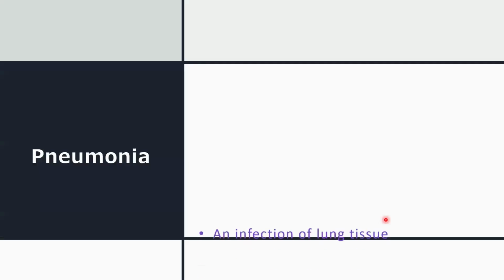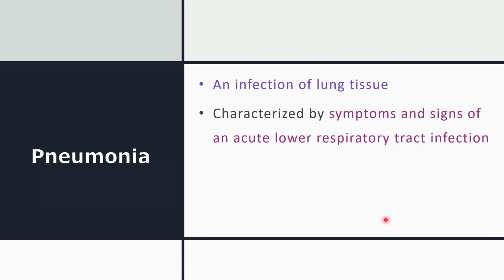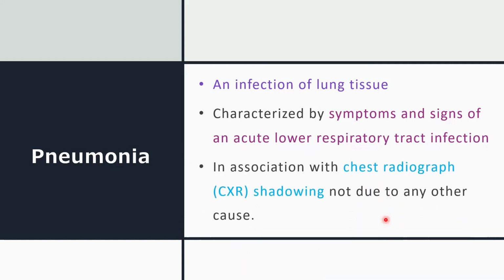What is pneumonia? Pneumonia, as we all know, is an infection of the lung tissue. It is characterized by symptoms and signs of an acute lower respiratory tract infection, like we saw in our scenario as well, in association with chest radiograph shadowing, not due to any other cause. So these three things are necessary. It should be an infection. The symptom and signs of lower respiratory tract infection should be there, and there should be a shadowing on chest X-ray, and then you can make the diagnosis of pneumonia.